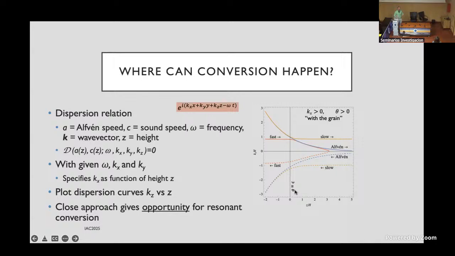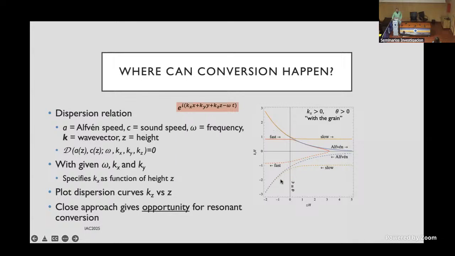Now, as I said, where you can transfer energy is where things are almost the same. And that means where these curves come close together. And so we can see, for example, here, the slow wave and the fast wave come very close together. So that's the ideal place to exchange an ice cream or energy. And this vertical line is where the sound speed and Alfvén speed are the same. So very close to that is where you can get fast and slow mode conversion. And this is going up and this is coming down.